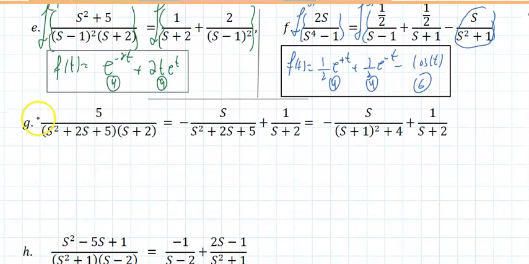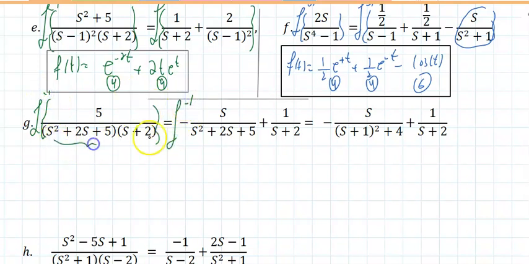Continuing right on, so part G, apply the inverse Laplace transform on this. Here, I'm going to have to figure out that this is s squared plus 2s. I need to take half of the middle number, which is 2, and square it, which is 1. This becomes s plus 1 squared plus 4. And there it is.